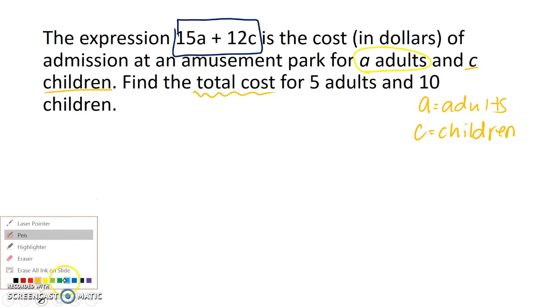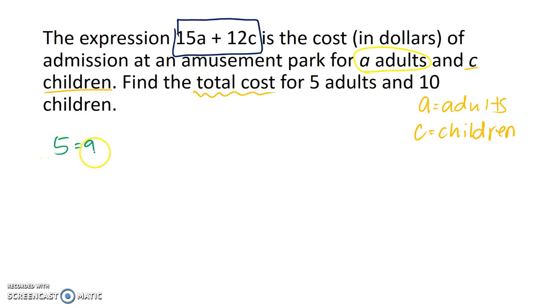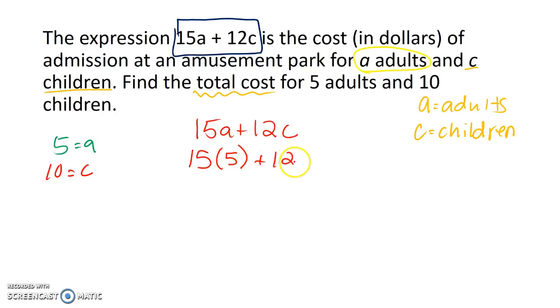So I'm going to have 5 equals A and 10 equals C. So now I'm going to use that expression 15A plus 12C. So I'm going to plug in 5 for A, so 15 multiplied by 5, plus 12 multiplied by 10. So here now we're actually going to be doing some multiplication. So 15 multiplied by 5 gives you 75 there. Plus 12 multiplied by 10 is 120.